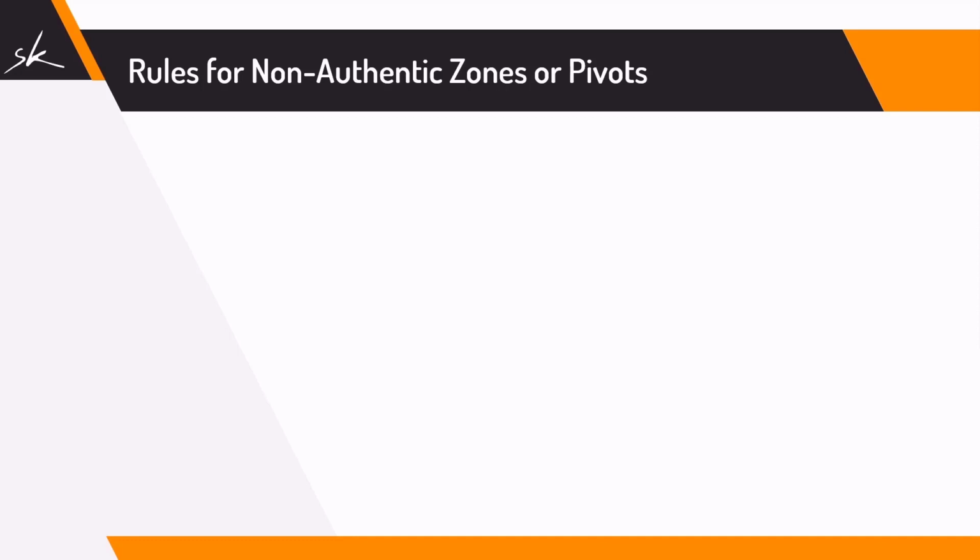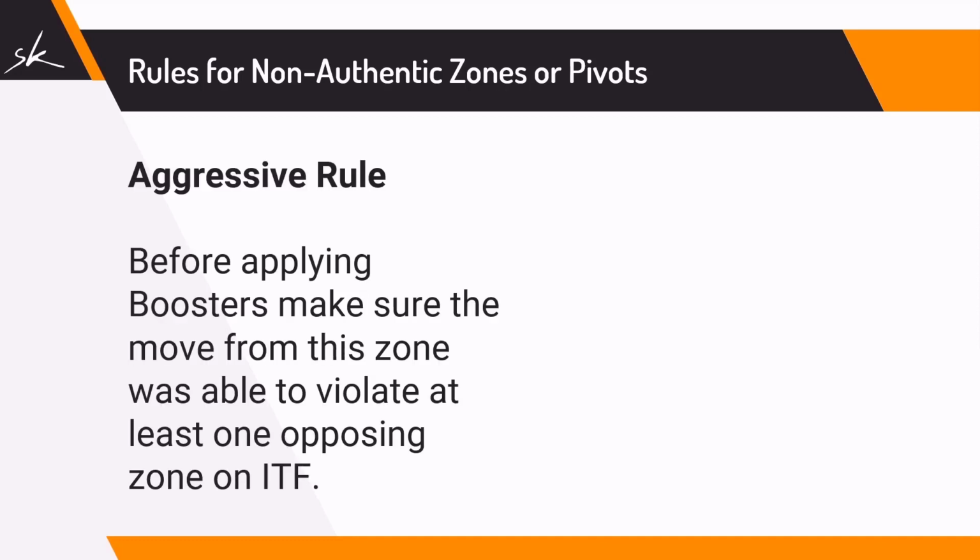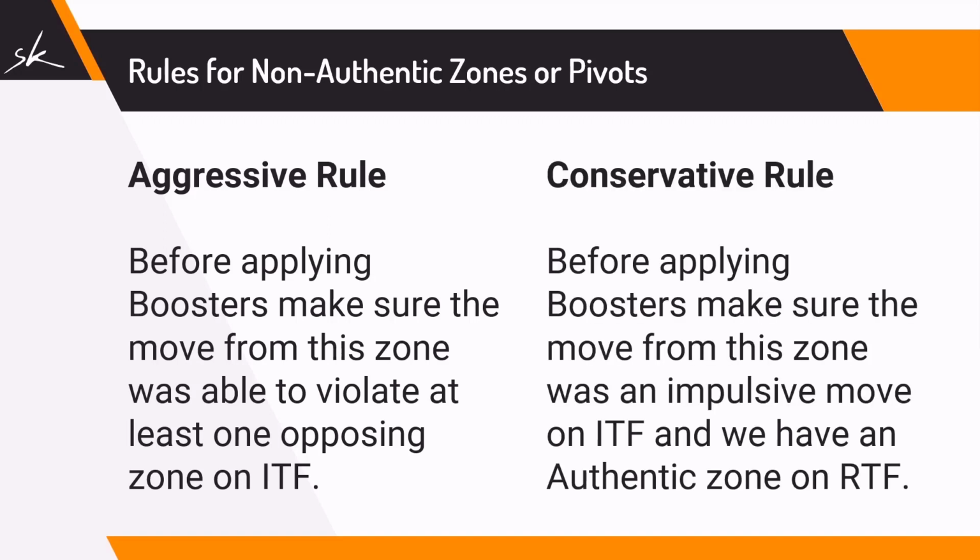For this, we have two different rules. Aggressive rule. Before applying boosters, make sure the move from the zone was able to violate at least one opposing zone on the intermediate time frame. Conservative rule. Before applying boosters, make sure the move from the zone was an impulsive move on intermediate time frame and we have an authentic zone on the refining time frame.